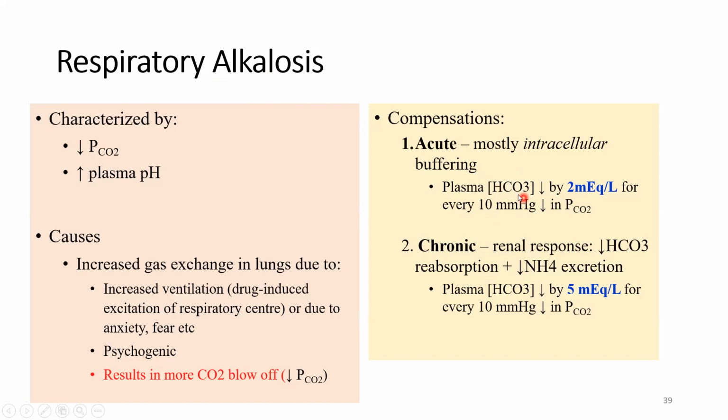In the acute phase, the plasma bicarbonate is decreased by 2 milliequivalents for every 10 mmHg drop in PCO2. While in the chronic phase, you have not just decreased bicarb reabsorption, you also have decreased ammonium excretion, and the bicarb decrease basically goes from 2 to 5. If you remember, it's a long shot because you are second year students, but in first year in respiration, we spoke about acclimatization. And part of that acclimatization was renal response, renal excretion of excessive bicarbonate to address the respiratory alkalosis that gets induced at high altitude. Basically, this is that discussion here as well.